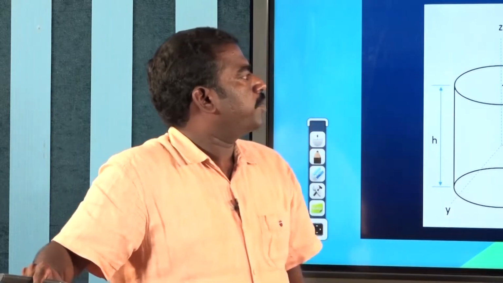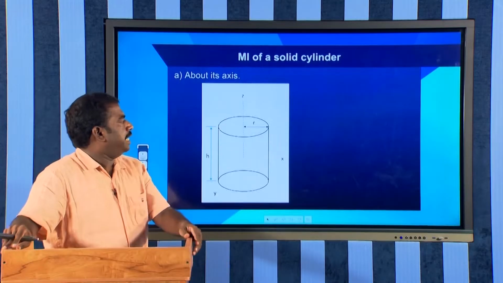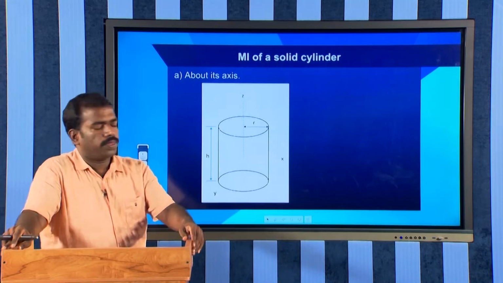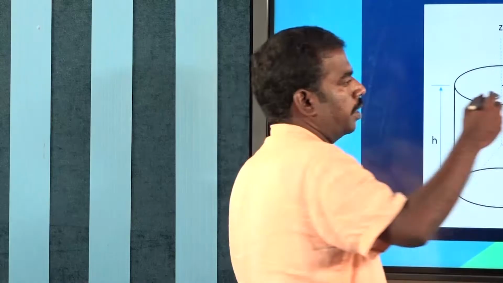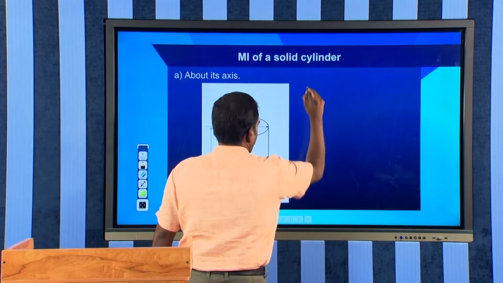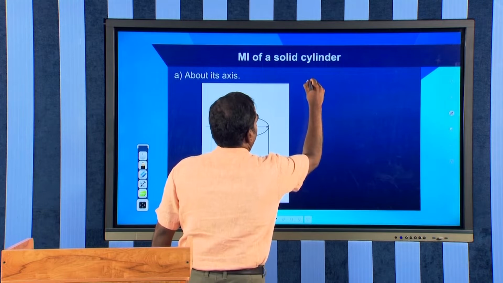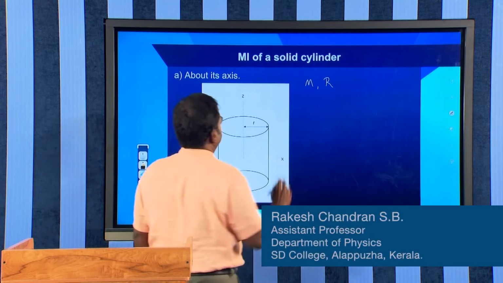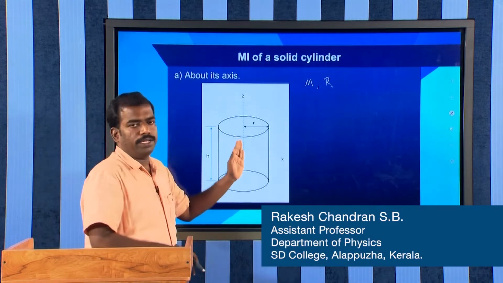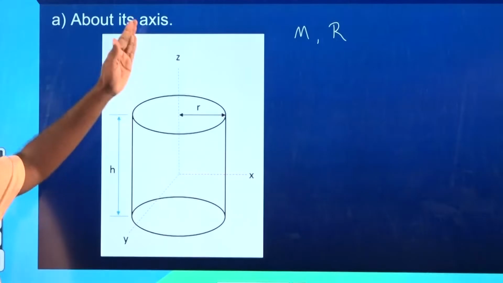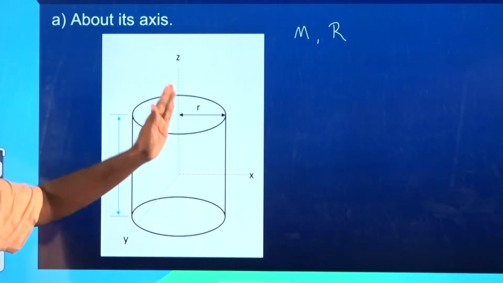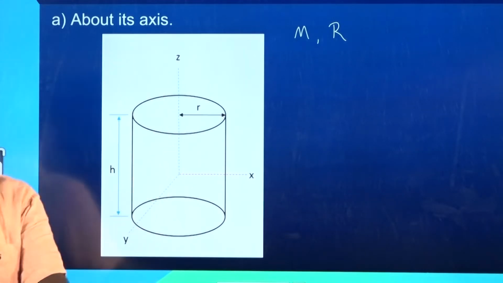Here we are considering a solid cylinder of mass capital M and radius capital R. We are going to find the moment of inertia of this cylinder about its own axis, the z axis.